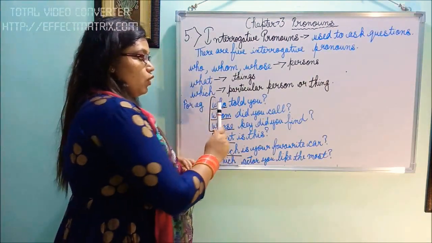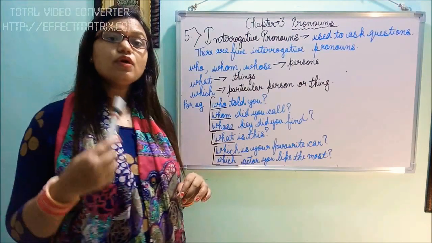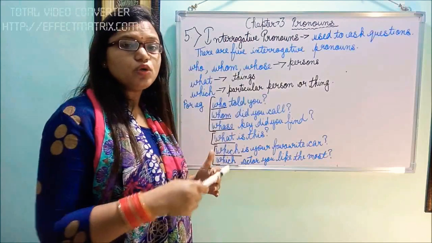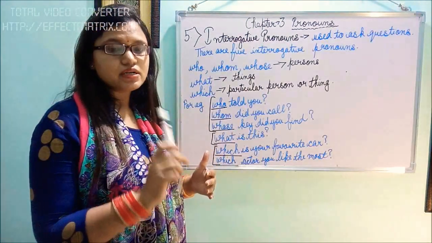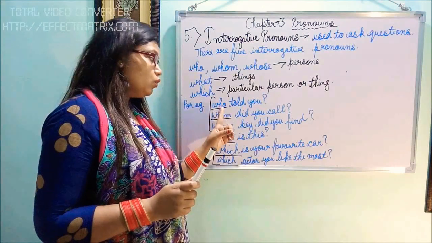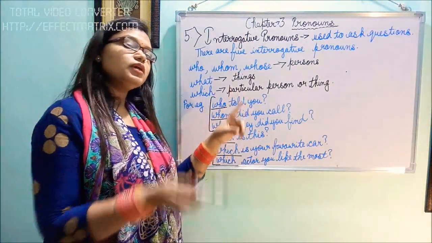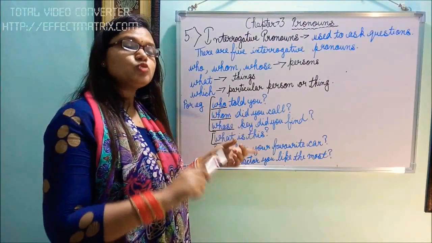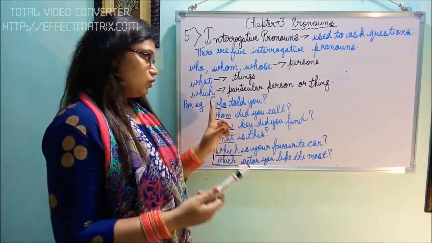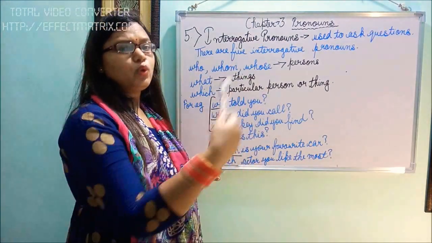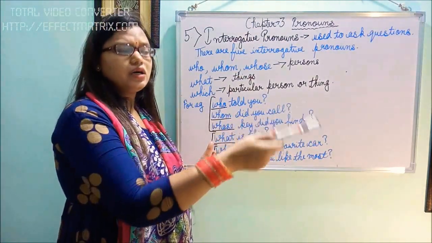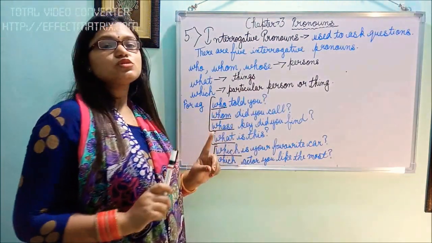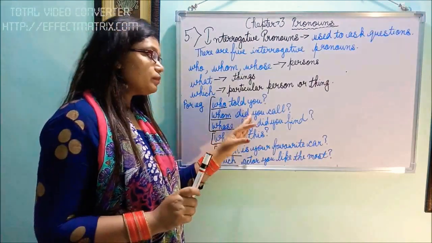Now see here, students, one by one we will discuss examples. First of all, who. "Who told you?" That means we are asking about who told you. A person told you something. We are talking about a person. So the word who is used to ask a question about a person. Understand? Second is whom. The word whom is also used to ask about a person. "Whom did you call?" Means you called someone, a girl or a boy or aunt, uncle. Understand? So they all are persons only. So whom is also used for asking a question about a person.